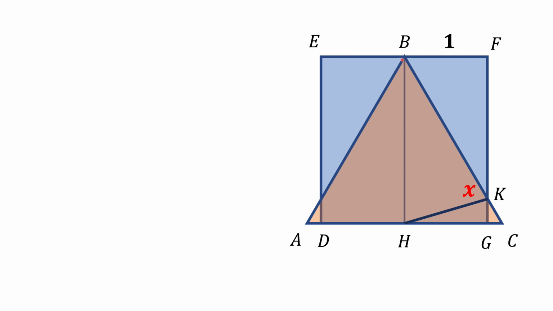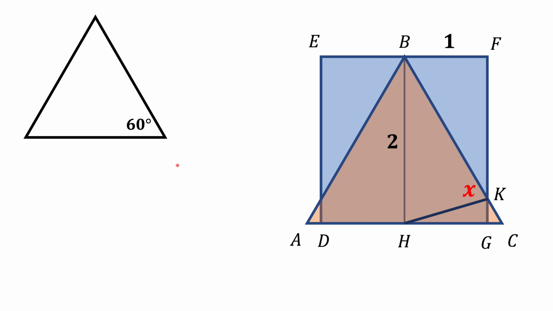In this case, the altitude BH will be equal to 2. And the next thing you want to do is find the side of the equilateral triangle BC. It is done easily, but just to remind you, all angles in an equilateral triangle are 60 degrees. We're going to drop an altitude. That altitude will be the side bisector and the angle bisector. So the angle here will be 30 degrees and 30 degrees here.